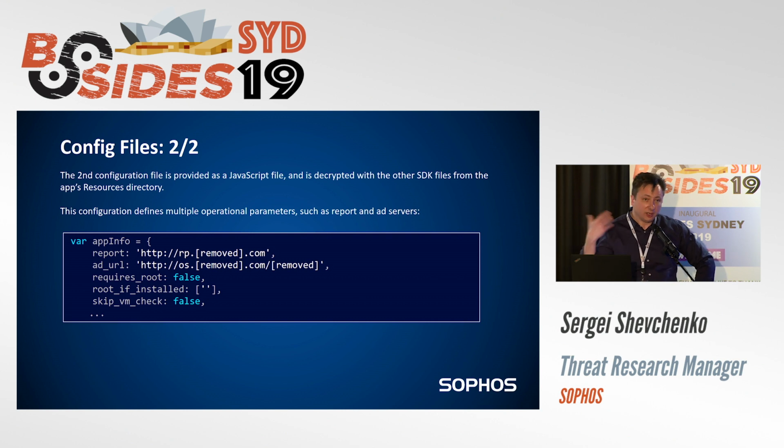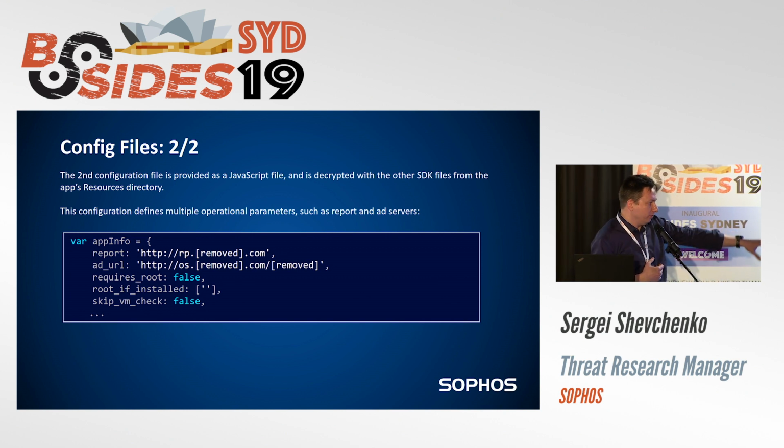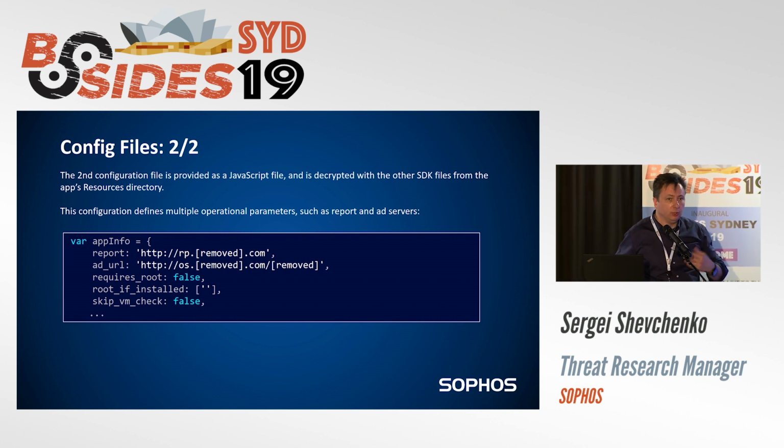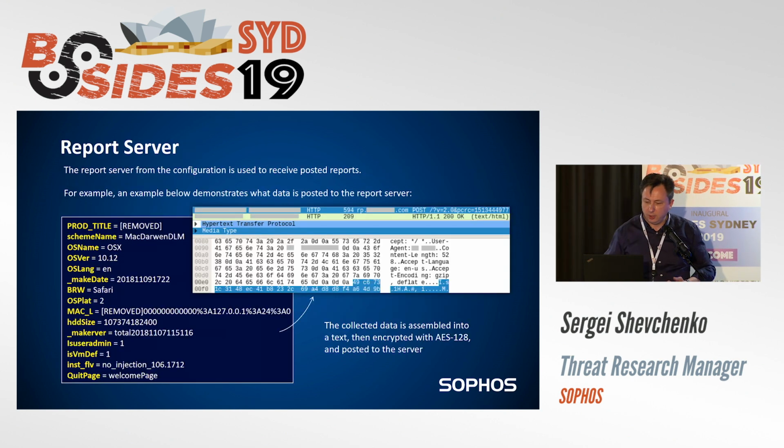The second configuration file is supplied as a JavaScript file, and right here you can see an example of that JavaScript file. So report is where they send the reporting. The add URL is the URL of the remote server from where they fetch the tasks and which drive the engine. Requires root or not. Root if installed, skip VM check, false or true. This is driven by configuration. And here is an example of what they send to the report server.